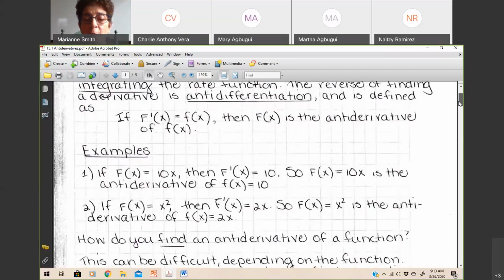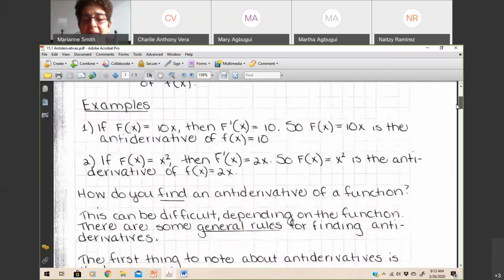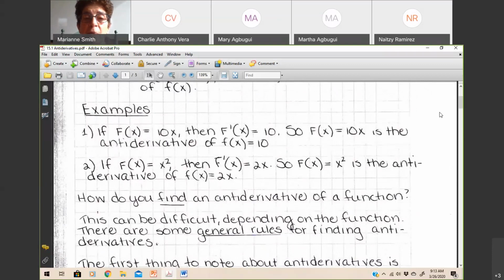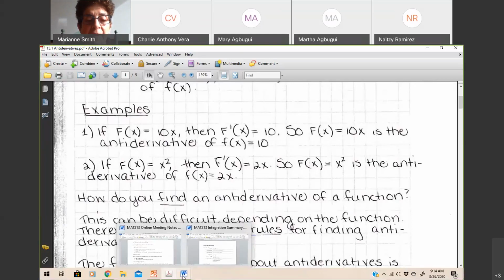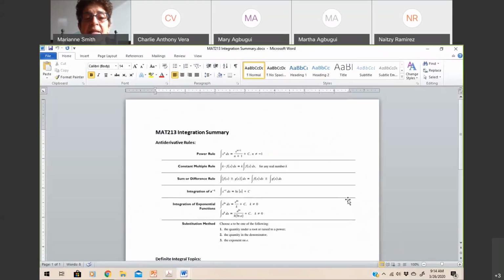So again, how do you find the antiderivative of a function? Well, this can be difficult depending on how complicated the function is, and what we're going to spend the rest of the semester doing is learning how to anti-differentiate various types of functions. There are lots of general rules. Again, I'll show you one of these sheets that I've got here. This is something that is in your course under chapter 15, class notes and videos, and it's under the handout section.